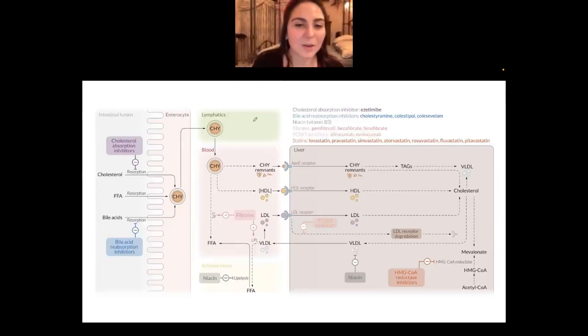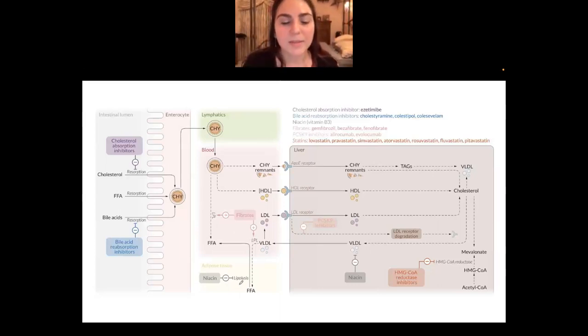So then here's the picture again. After you've gone through this, honestly use this picture and go through it and be like, oh, that's where it's working. Remember the cholesterol absorption inhibitors, the ezetimibe. Remember that is blocking cholesterol from the exogenous area, right? That's the exogenous cholesterol that it's blocking. Your bile acid binding resins block reabsorption of bile acids before they get to the liver. So these are very exogenous drugs.